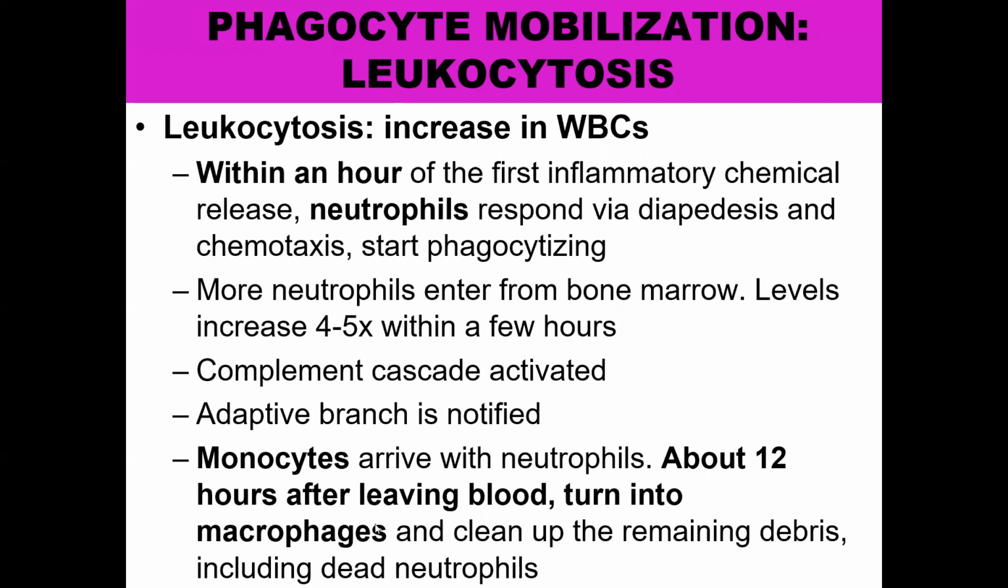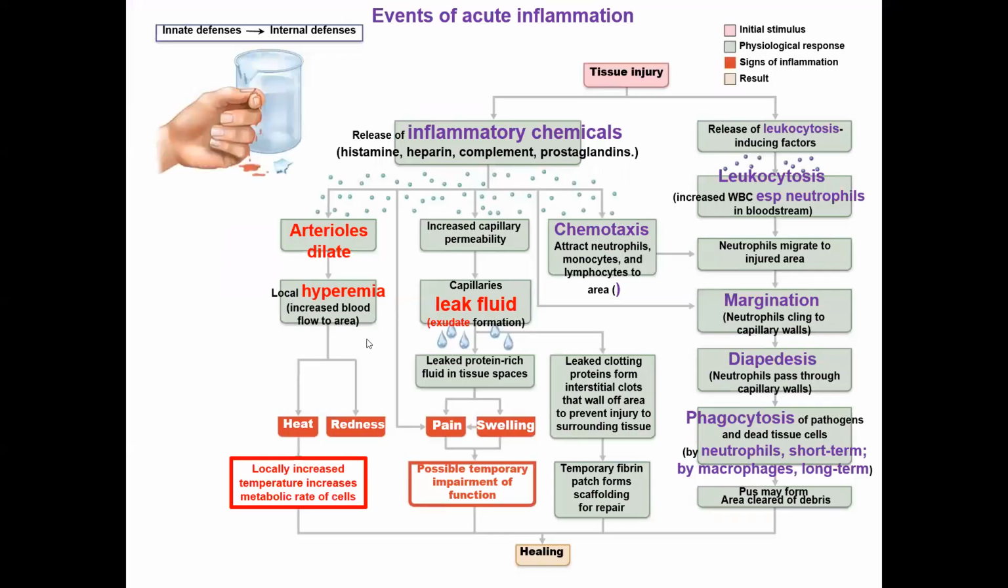Monocytes are going to arrive with the neutrophils in the blood, but it's going to take them about 12 hours before they can turn into a macrophage. So really, the neutrophils are there and they are just bombarding everything in their site. They die in the process. It takes about 12 hours for the macrophages to activate, and then they come and gobble up all the debris, including the dead neutrophils, and then work on killing some more stuff.